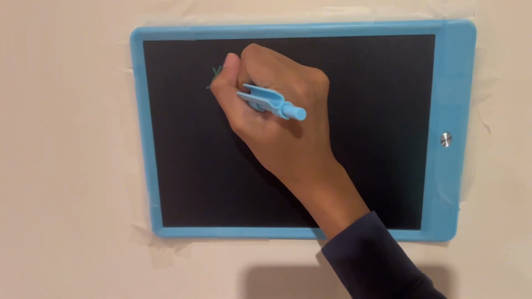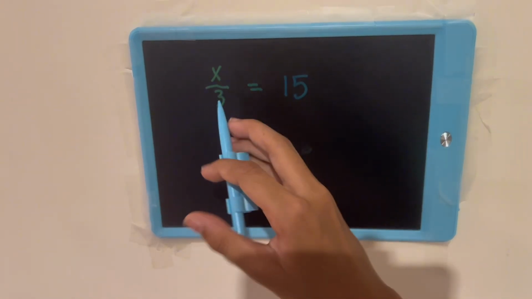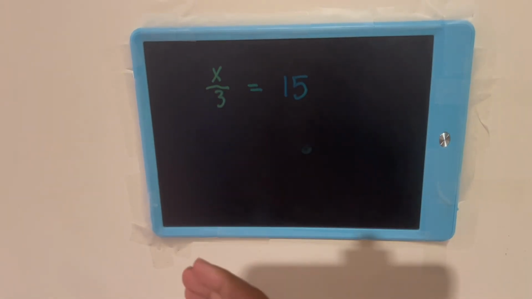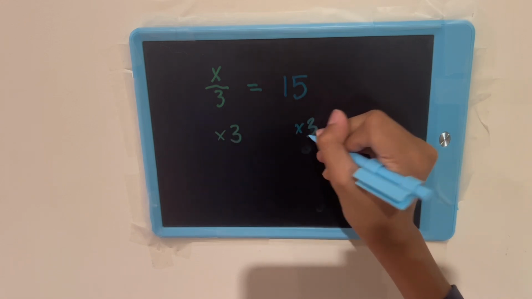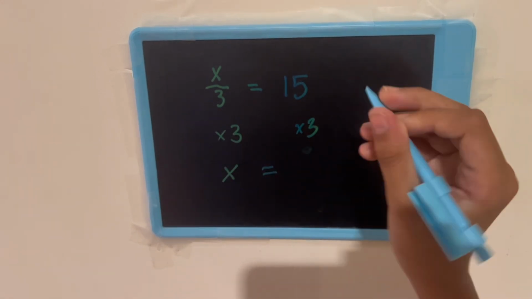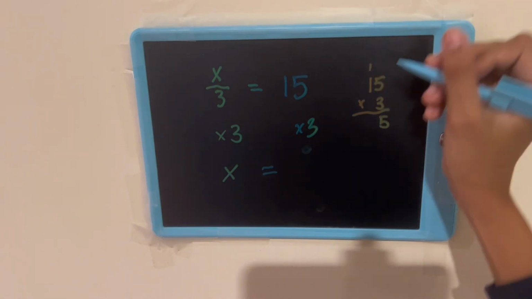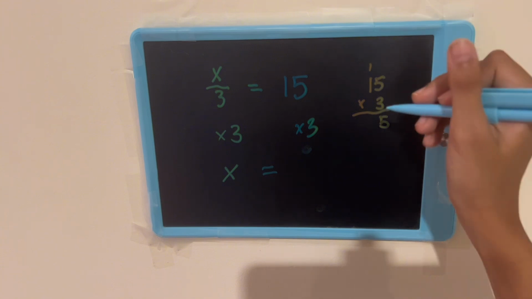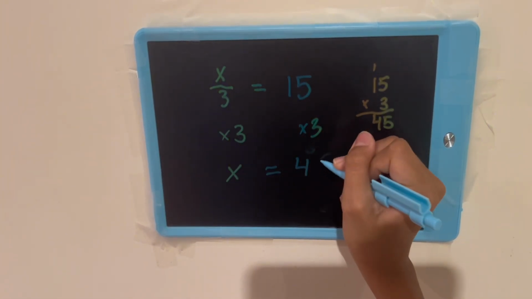x divided by 3 equals 15. So we're dividing x by 3, so we're splitting x into 3 parts. What if we join those 3 parts back together? Then we'll get x again. So multiply by 3 on both sides. Now we get x equals, well, what's 15 times 3? 5 times 3 is 15, so we carry over the 1. 1 times 3 is 3, plus 1 is 4. So we get 45. So x is equal to 45.